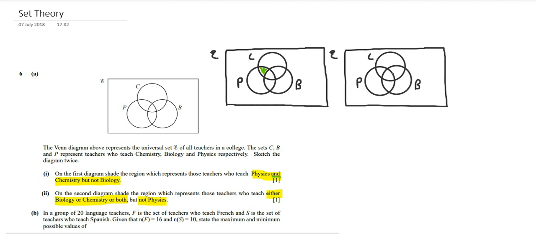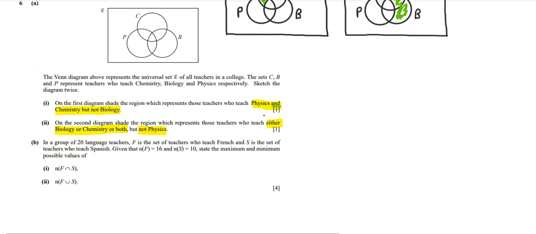So if we're looking for either biology or chemistry or both, that means we're looking at this whole union region here, right? You can be a chemistry teacher or a biology teacher or both. But then since you can't be a physics teacher, we're excluding anything which intersects with set P, which means we're looking at this bit, aren't we? Right? Since I can be a chemistry teacher or a biology teacher or both, but I can't be a physics teacher. Okay, I hope that makes sense.